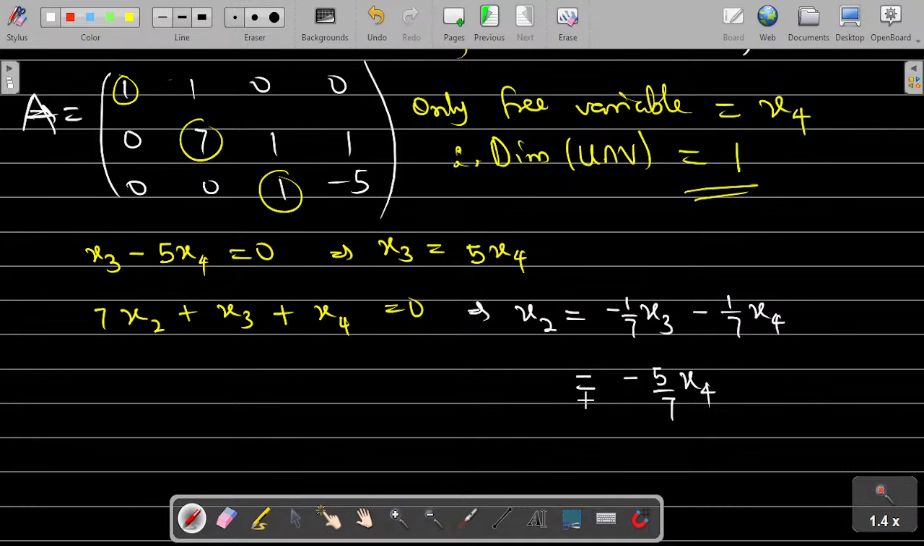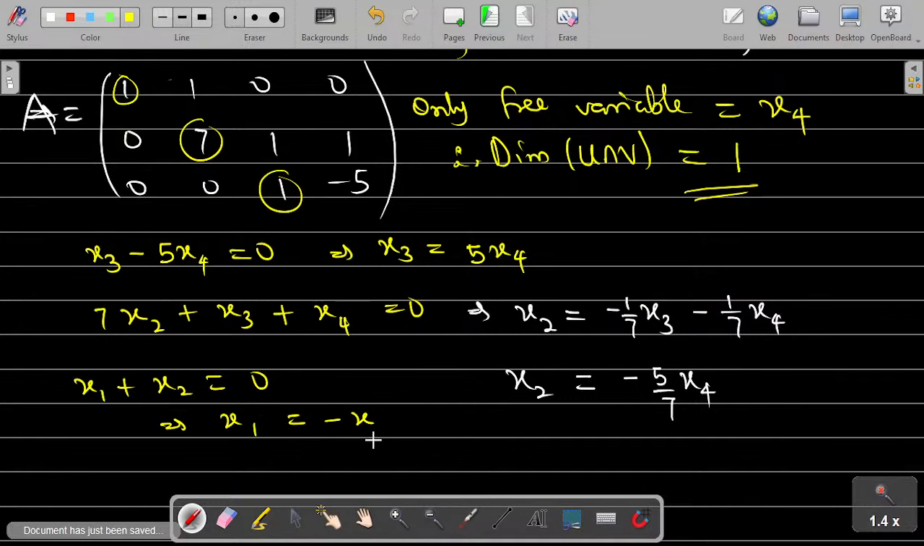I only need to get x2 in terms of x4. Alright, I'm back here. The first equation is x1 plus x2 equal to 0. So that means x1 alone is equal to minus x2. But you know x2 is already in terms of x4. That means our x1, everything should be in terms of x4.